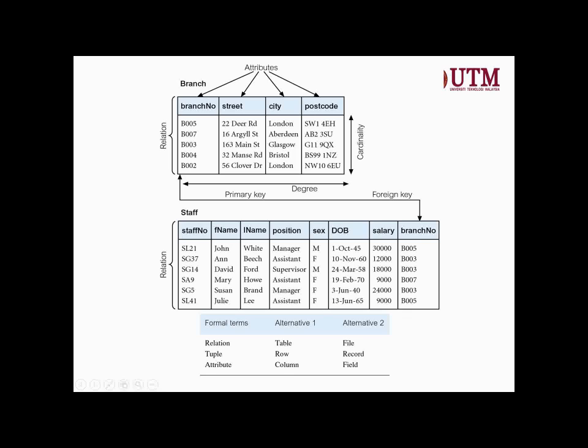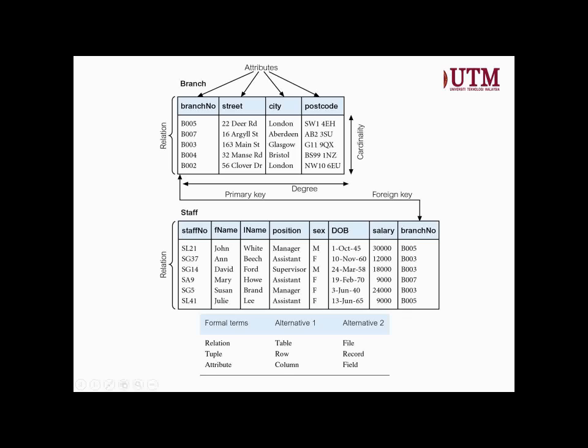Almost every table, or relation, or entity will have a primary key, or unique key: a unique column that tells about this particular row. So this primary key B005 is unique for this row only. This is the primary key. In this table the primary key is branch number. In the other table the primary key is staff number, and the key that links this table with the branch table we call the foreign key.